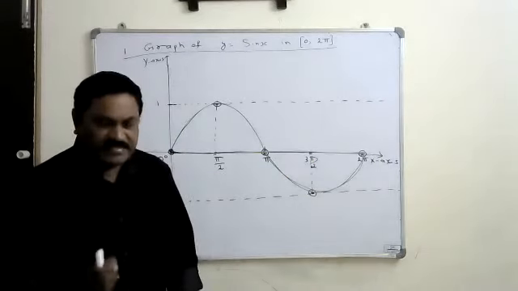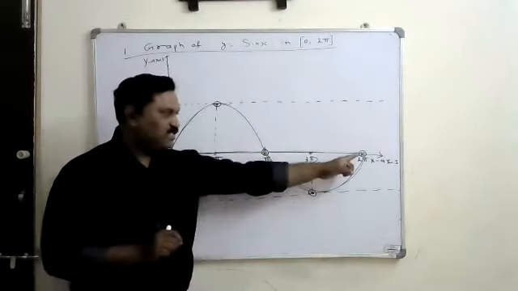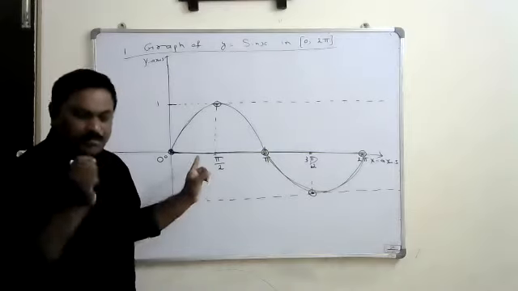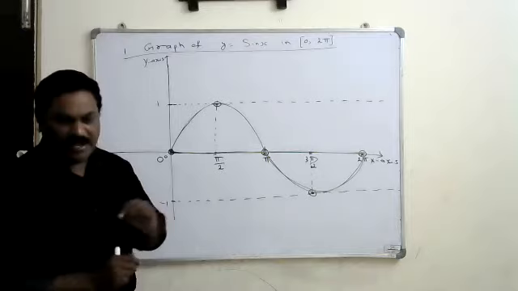That's why sin x is a periodic function whose period is 2 pi. This length is 2 pi. That is called the period of that particular function. So the period of sin x is 2 pi.